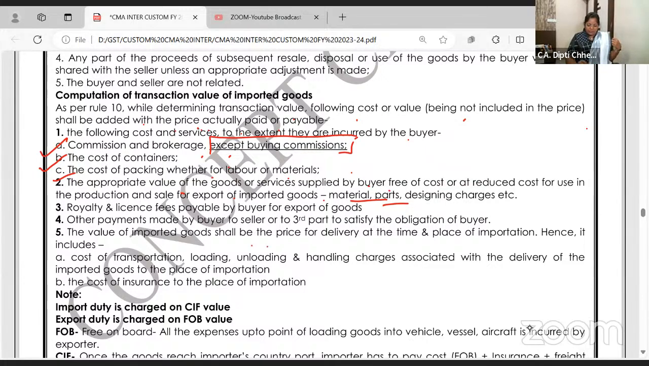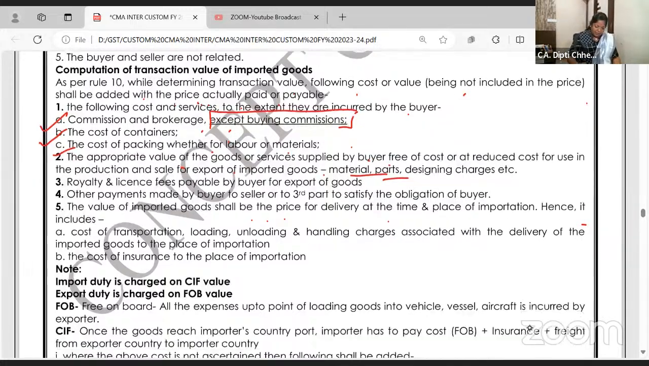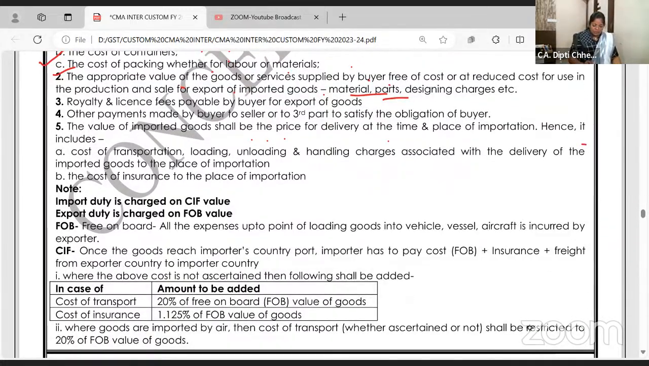Value of imported goods shall be the price for delivery at the time and place of importation. Hence, it includes the cost of transport, loading, unloading, associated with the delivery of imported goods to the place of importation. Cost of insurance also. Till you import the goods, whatever cost is incurred, we will add it all for import duty. Import duty is charged on CIF.